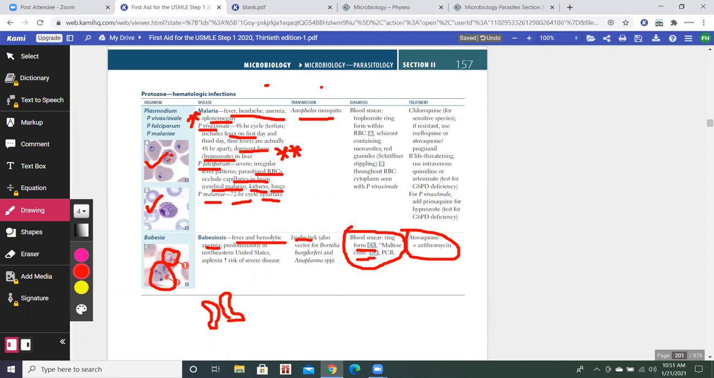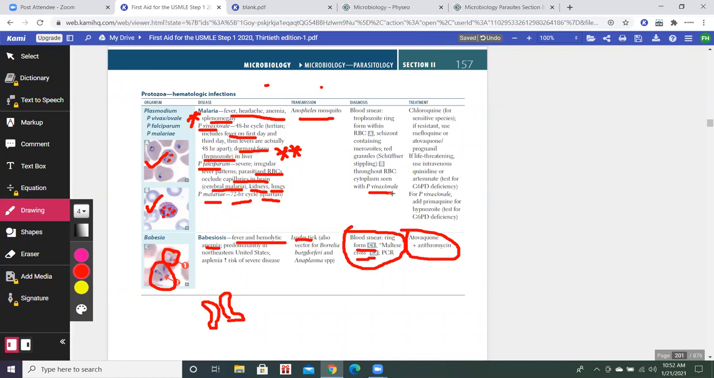So you can either see the trophozoites inside the RBC like this, or you can see this form of the parasite known as the schizont, which can contain merozoites, and red granules known as Schüffner's dots or Schüffner's stippling throughout the RBC. That is, these dot-like presentations inside the RBCs. So that's what you can see, and this is more commonly seen with Plasmodium vivax.